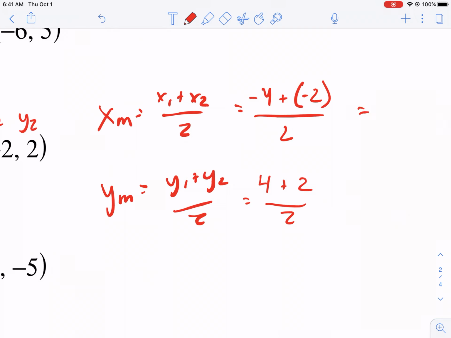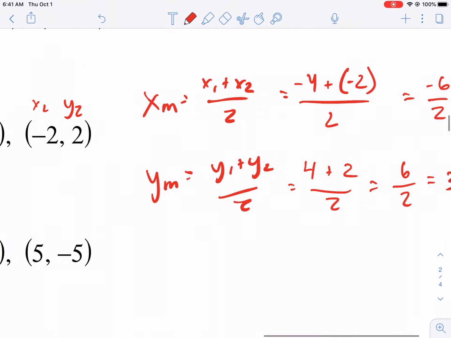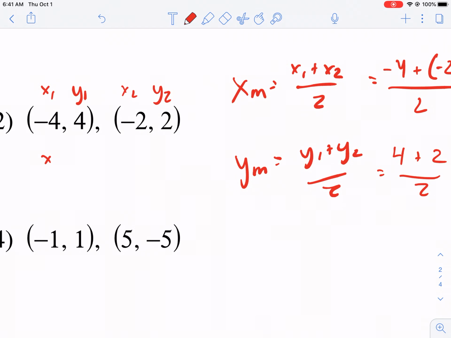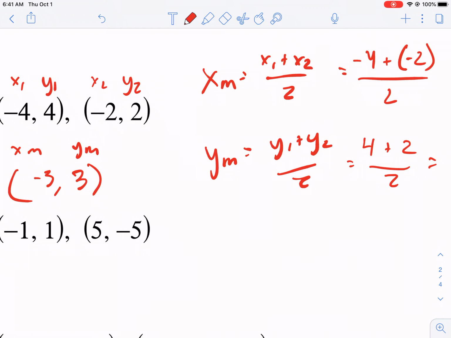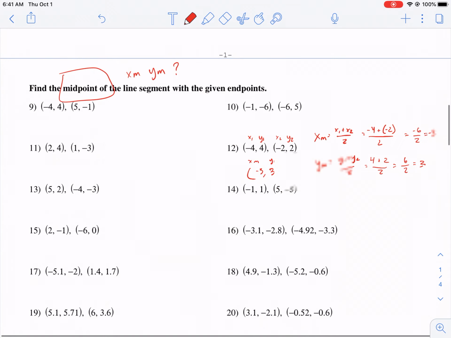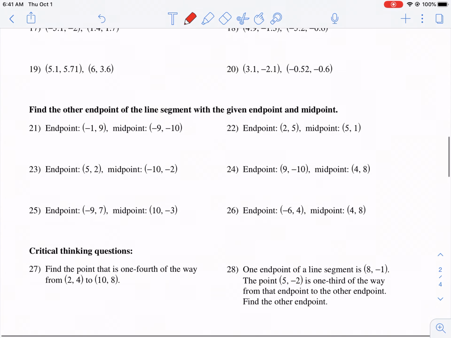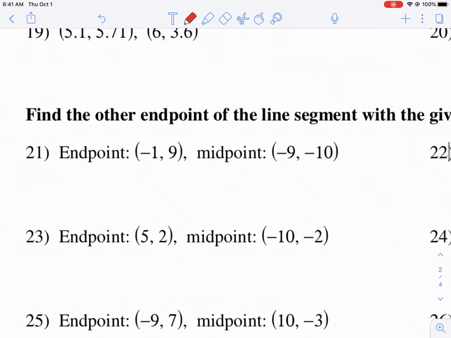-4 plus -2 is -6 divided by 2 equals -3. Then we have 4 plus 2 is +6 divided by 2 equals +3. So our final midpoint is going to be xm, ym. That is, what is that? -3, comma 3. And it's as simple as that. I know I did that quickly, but hopefully you can pause, rewind, all that stuff to make sure you understand it.